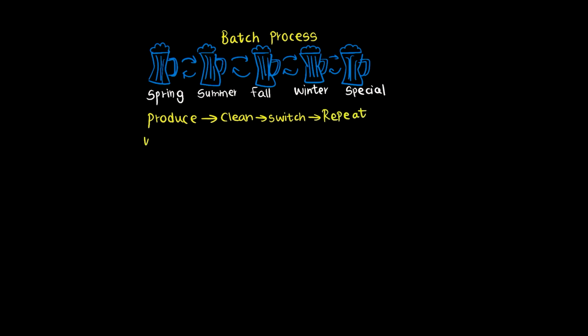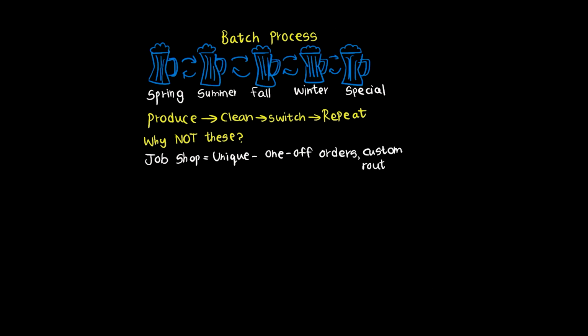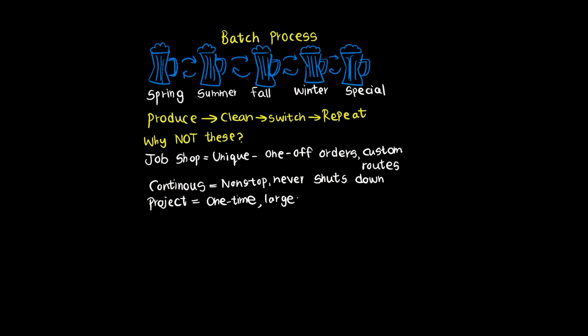A job shop handles unique, one-of-a-kind orders where each follows its own custom route. This brewery repeats the same recipe each season. It is not custom one-off work. A continuous process runs non-stop without ever shutting down for changeovers. This brewery deliberately stops and switches between products, which breaks continuity. A project process is for one-time, large-scale undertakings, like building a bridge. Brewing seasonal beer in repeated runs is nothing like that.